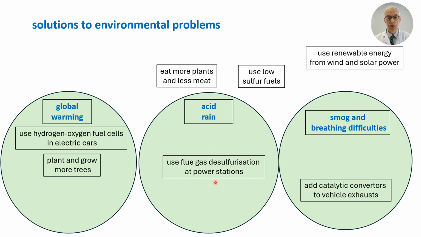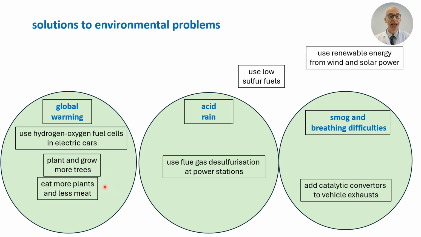Acid rain: if we remove sulfur from the flue, the chimneys at power stations, then that would reduce the emission of sulfur dioxide into the atmosphere, and that would reduce the acid rain problem. And that has been done to a very great extent in Europe. If we eat more plants and less meat, that would lead to less dairy farming and less methane released. Methane is, if you recall, a greenhouse gas.